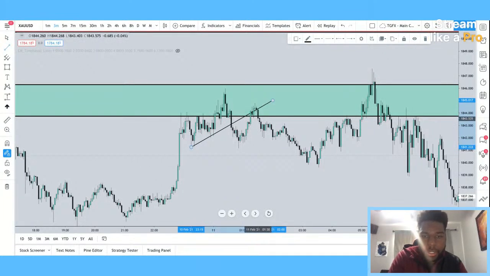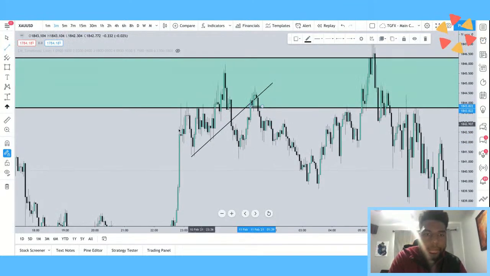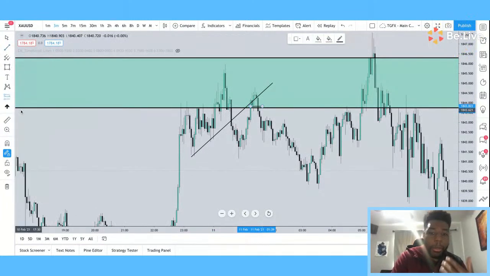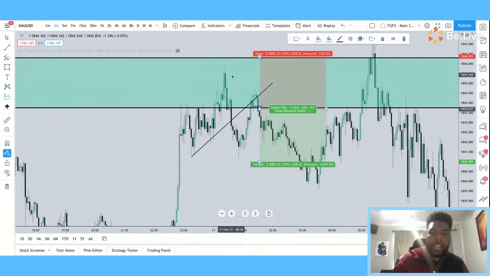Now you can see we get a bearish engulfing here, and we also get a break of a minor level of support on the 3-minute time frame. So this is confirming that the overall momentum in the market is going back bearish at this level.